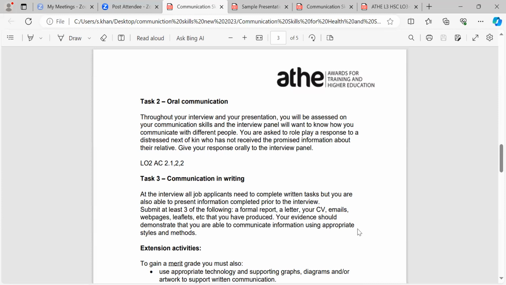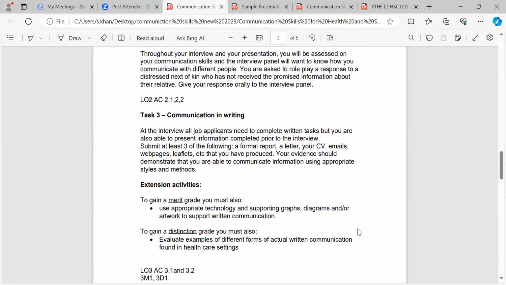Throughout your interview and your presentation, you will be assessed on your communication skills, and the interview panel will want to know how you communicate with different people. You are asked to role play a response to a distressed next of kin who has not received the promised information about their relative. Give your response orally to the interviewing panel. So that will be an oral communication with an interviewing panel, and it will be a role play where someone is quite upset, and it's a session of you talking to the person and them talking back to you, okay? And that's learning outcome 2, which is AC 2.1 and 2.2.